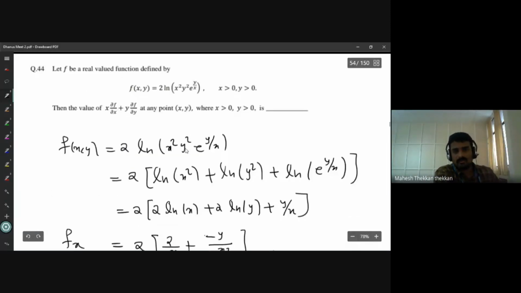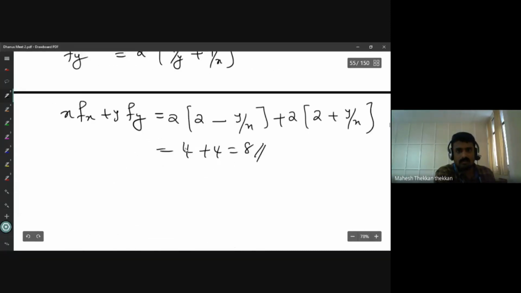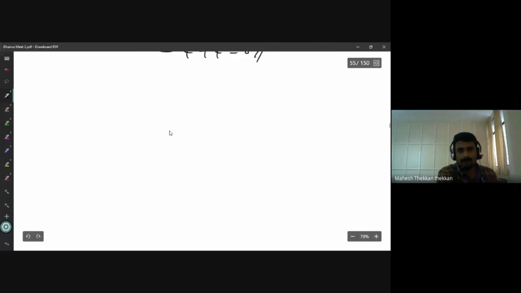Do you understand this question? Yes, sir. Any doubt? So these kinds of questions you don't approach directly. Suppose you can do it directly also, but it will be very tough once you go for the partial derivative with respect to x directly for these functions. So better you use the property of log, split it, and do this. That is the best thing.